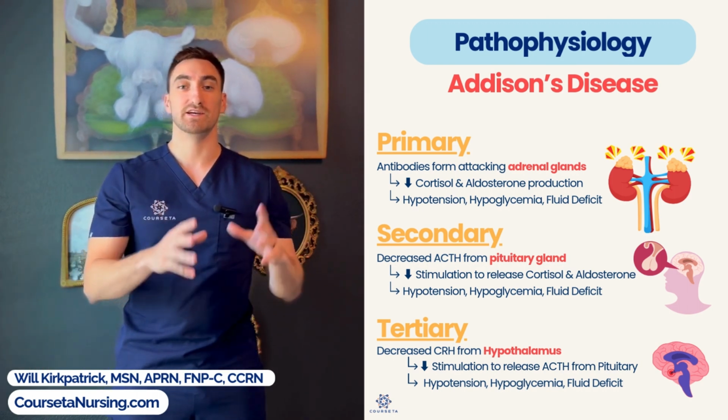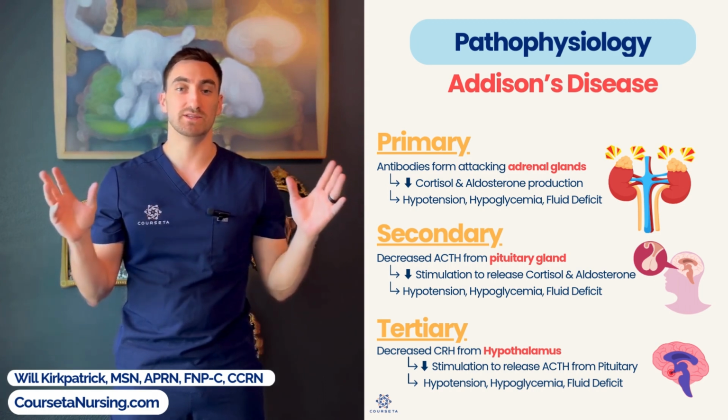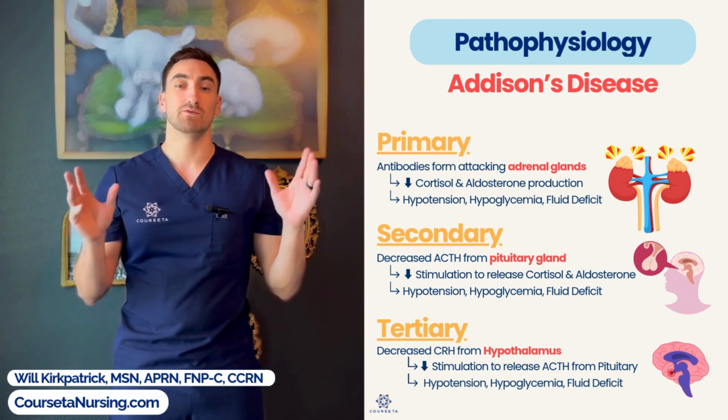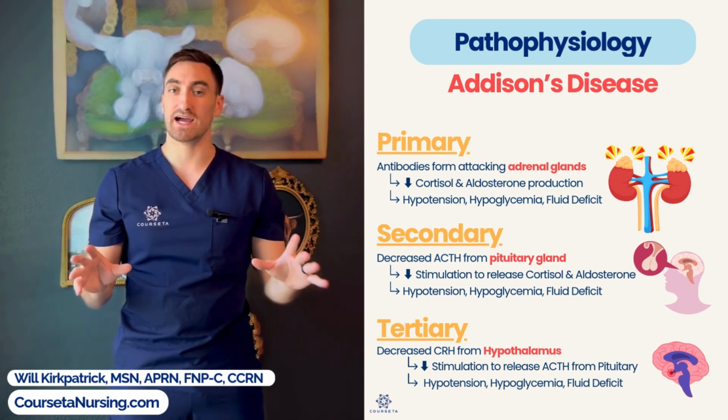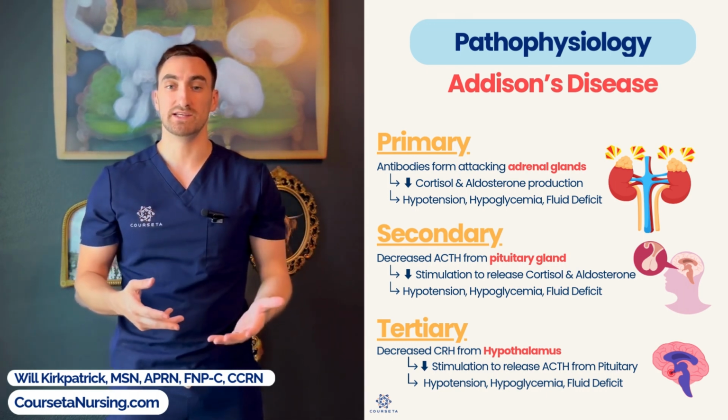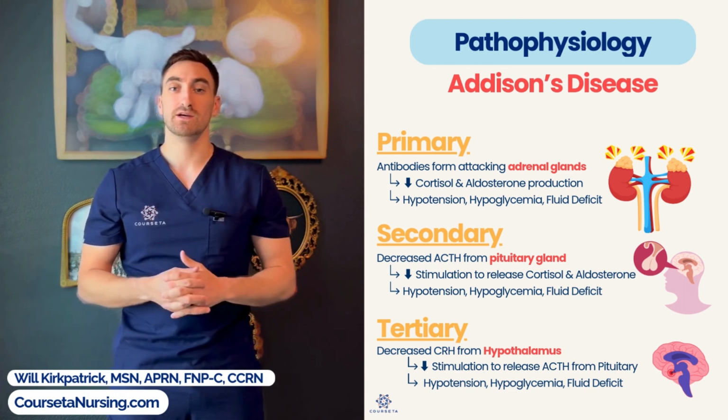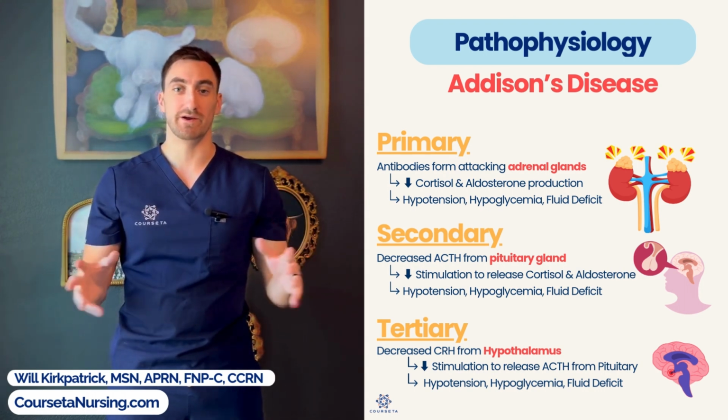So think of it like this. Primary, of course, what is the main gland that we're talking about here? We're talking about the adrenal glands on top of those kidneys. So if there's a direct attack on that and they're not able to release the cortisol and the aldosterone, then that's called primary. That's the primary attack.